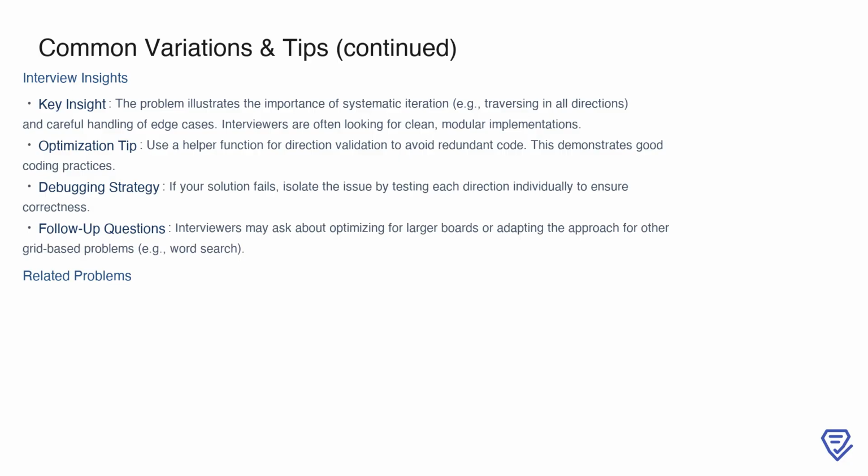If your solution doesn't work as expected, a useful debugging strategy is to test each direction individually. This helps isolate where the error might be occurring. Additionally, be prepared for follow-up questions from interviewers. They might ask you to optimize for larger boards or adapt your solution to other grid-based problems, such as finding words in a grid. This is an excellent opportunity to showcase your ability to generalize and extend your approach.